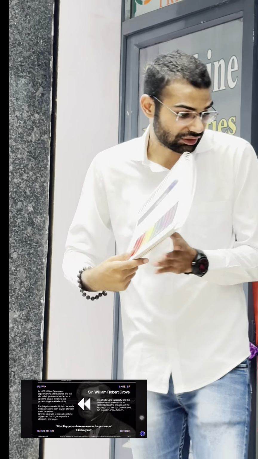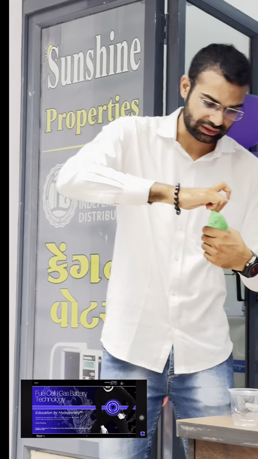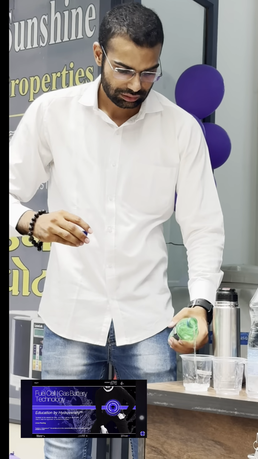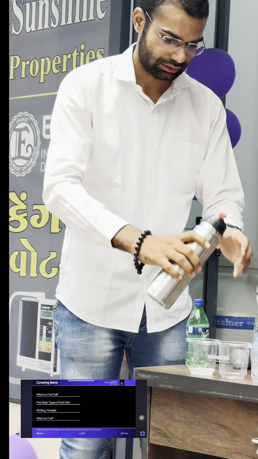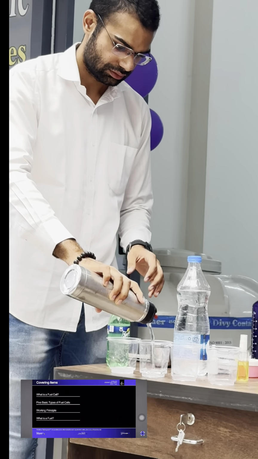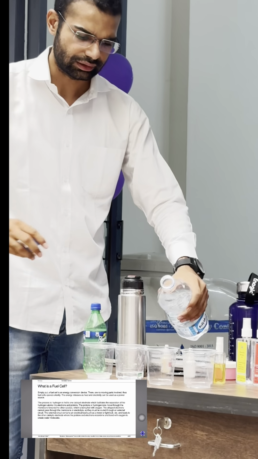What happens when the process of electrolysis is reversed? Well, this was a question that sparked the curiosity of Sir William Robert Grove. In 1839, Sir Grove was experimenting with batteries and the electrolytic process when he came up with the idea of reversing the process to generate electricity.